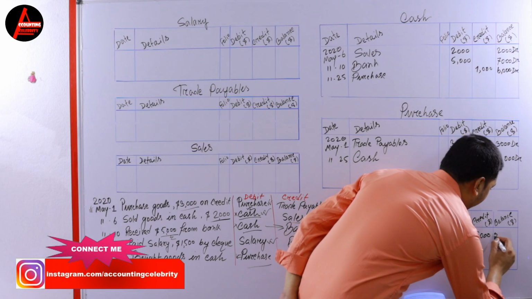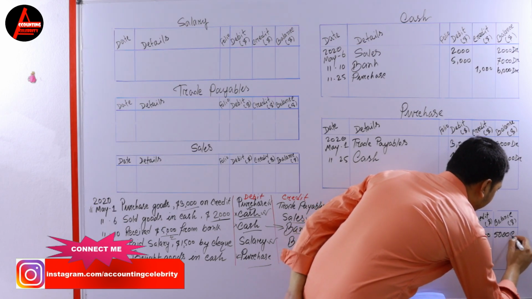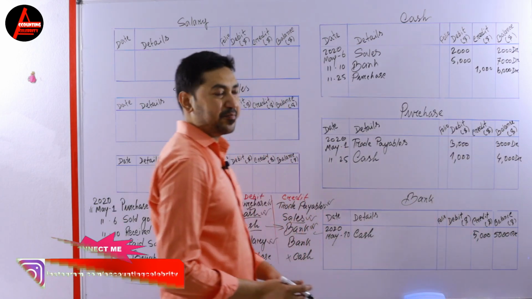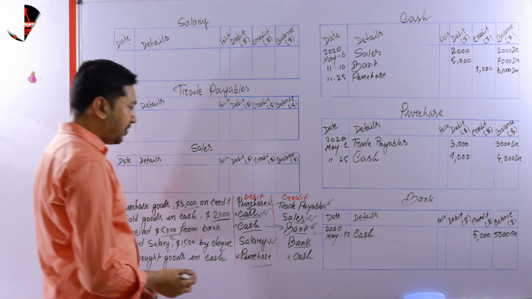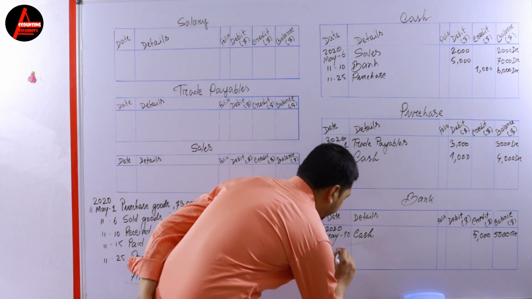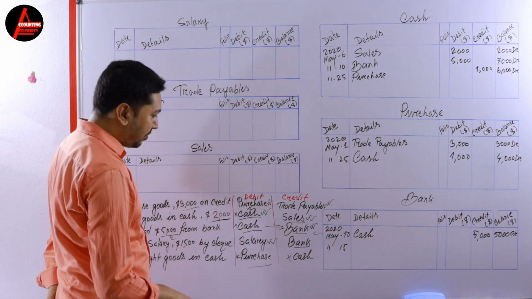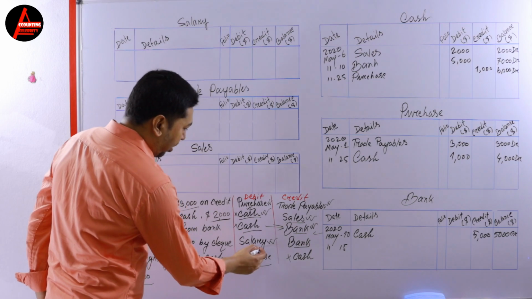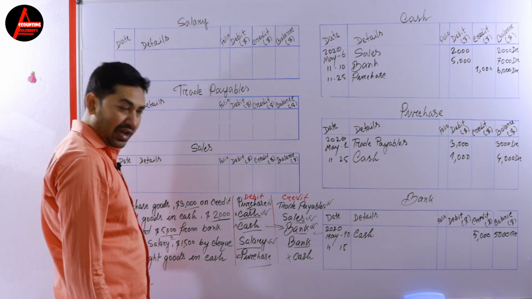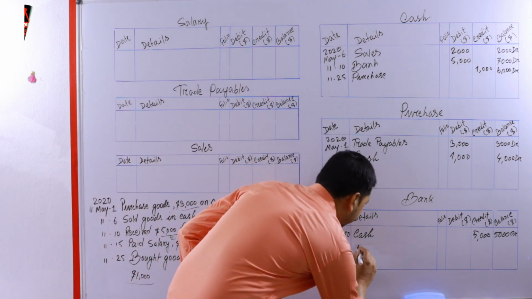$5,000 credit side, and your balance will also be credit. Okay, the date is May 15. What to write inside the ledger? In the detail column, you need to write the opposite account, which is salary. So write here salary.